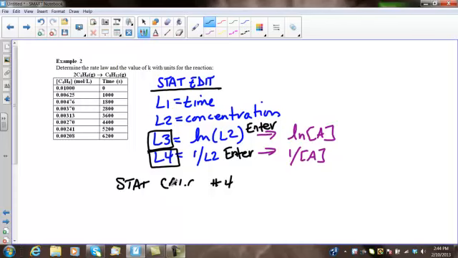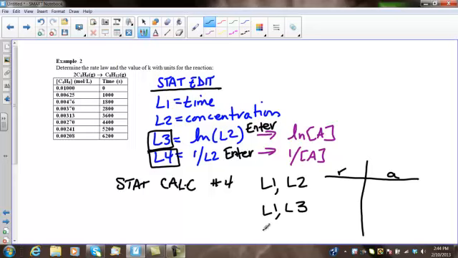Then I want you to get your R values. You're going to do Stat, Calc, number 4, and you're going to enter L1, L2, and write down your R and A values. Then you're going to do that over, do L1, L3, write down your R and A values, and then you're going to do L1, L4. Pause me and come back and make sure that your R and A values match up with mine.